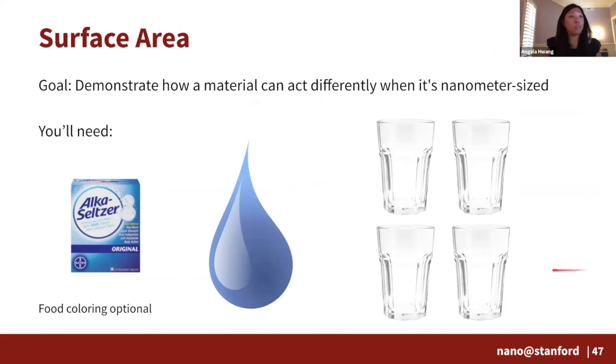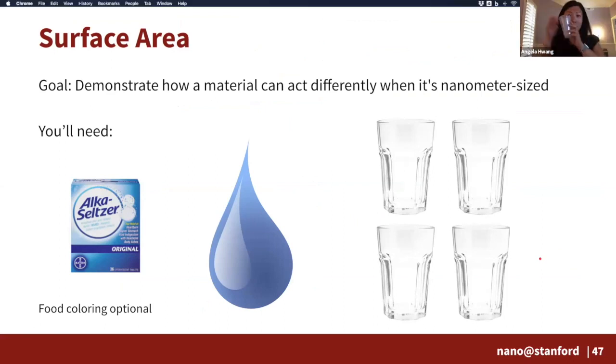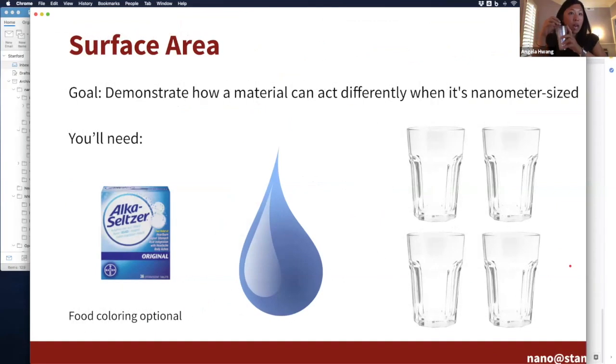So I'm going to skip the surface area. We're going to go straight to lunch because I don't want to keep you. But when we come back, we will do our surface area demo. So please make sure to get the cups ready and your Alka-Seltzer tablet and some water ready, okay? All right, so I'll see you guys at 1:30.